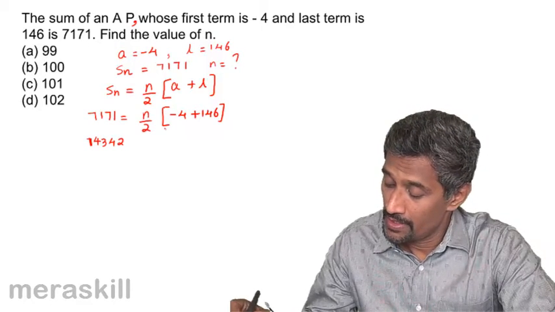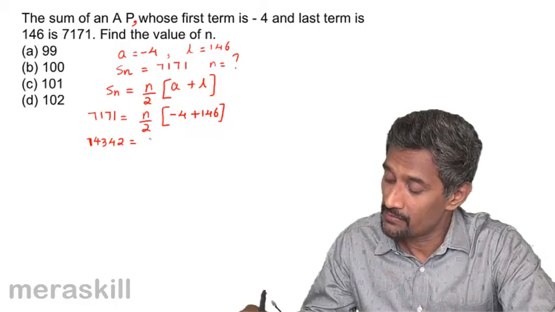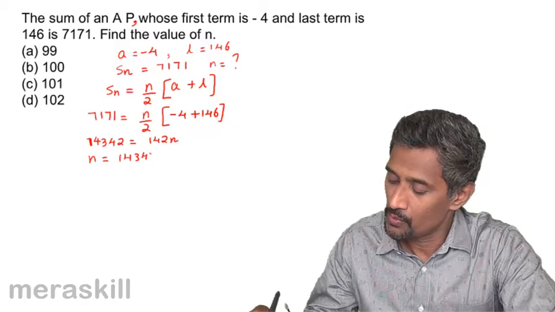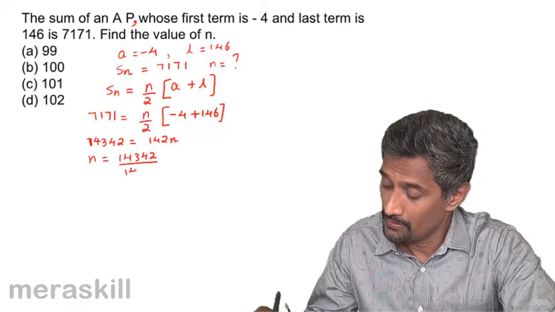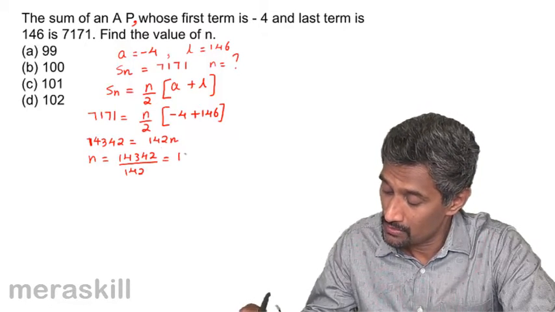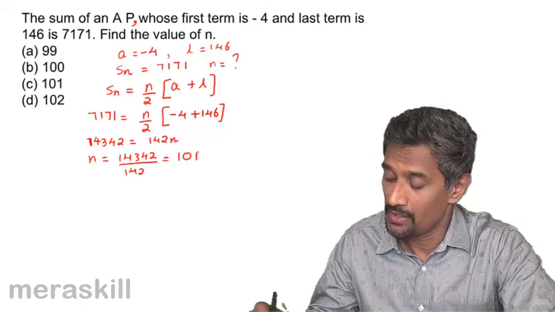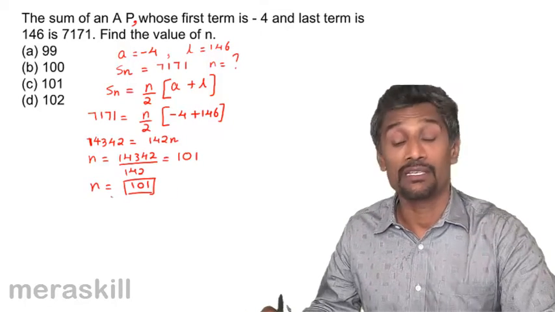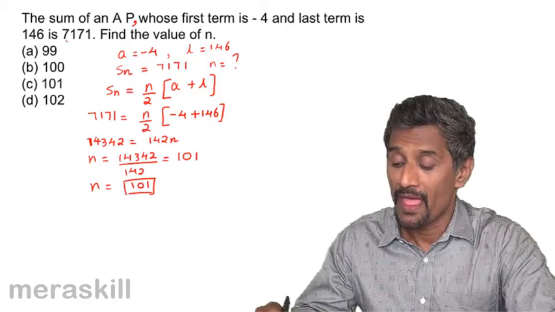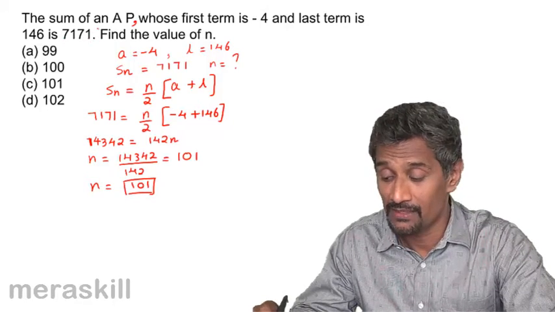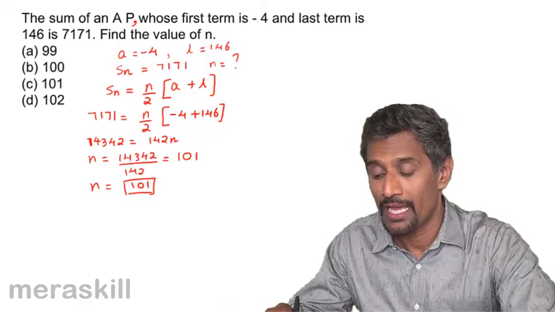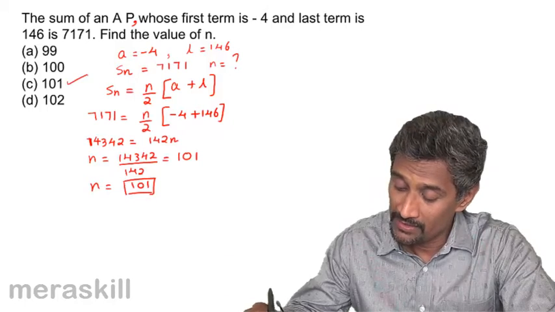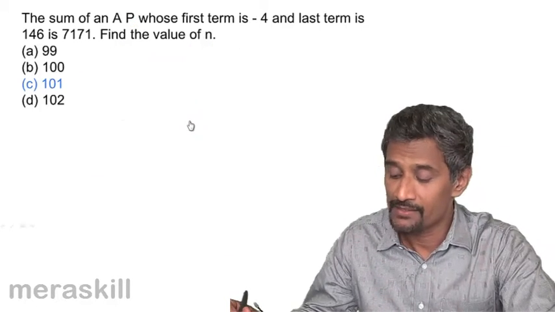14342 is equal to n into 142, and n turns out to be 14342 upon 142, which is 101. So n will turn out to be 101. That means 101 terms would add up and give 7171 when the AP's first term is minus 4 and the last term is 146. So 101 is our right option, and yes, it is 101.